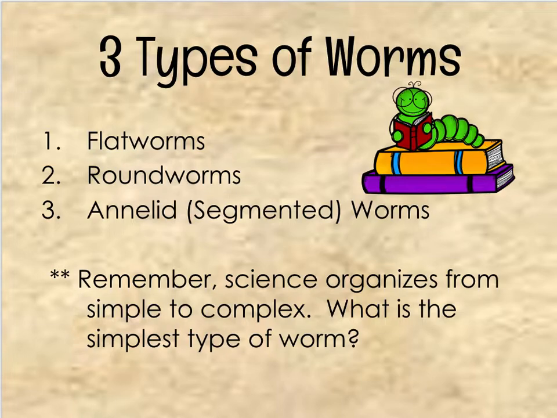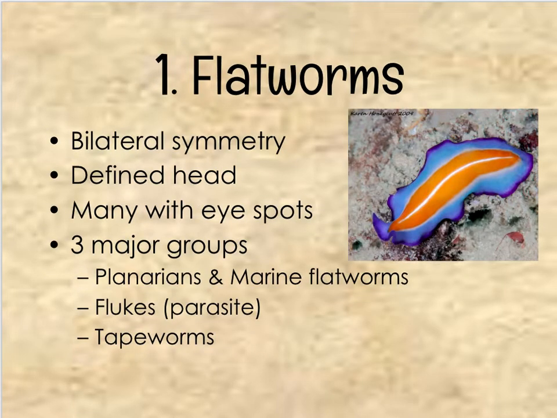Remember, we're going simple to complex, so the simplest type of worm is a flatworm. Flatworms like this one you see here are bilaterally symmetrical. That means we can use one plane of symmetry to divide them into 2 equal parts. They do have a defined head, even though it may be hard to tell. Lots of them have eye spots.